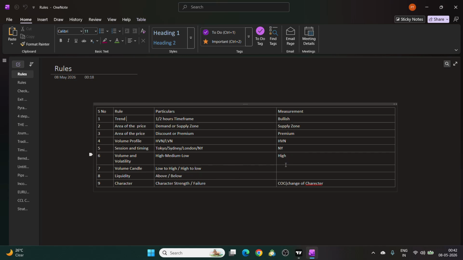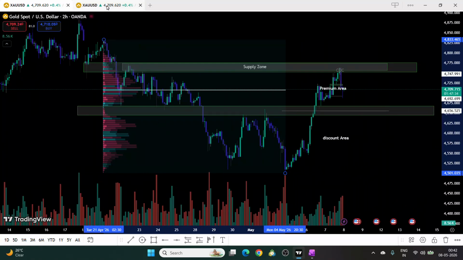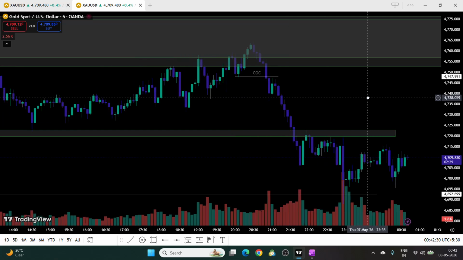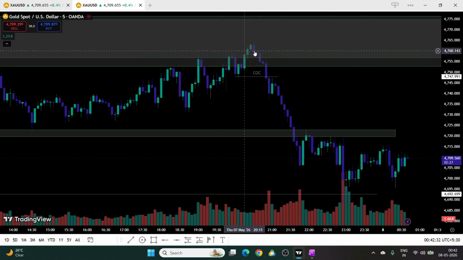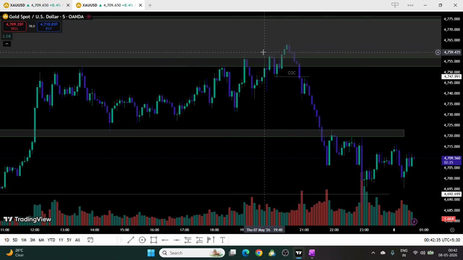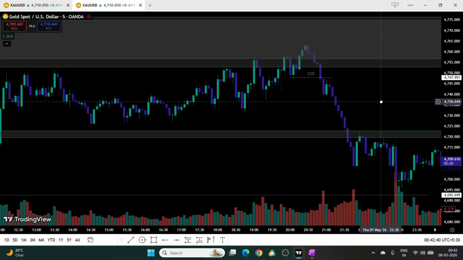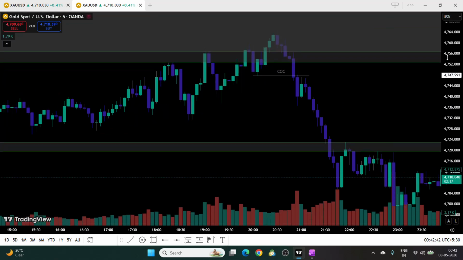And I will always be linking this with the Wyckoff theory. I always interlink with the Wyckoff theory. And the change of character and everything we will be checking. I want to go with the 5 minutes candle. Now if you look, this is in the supply zone, as we have seen in the 2 hours time frame, and the timing I want to see here in the 5 minutes candle.